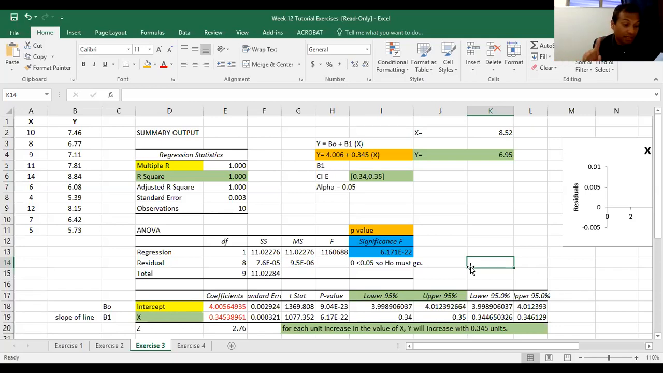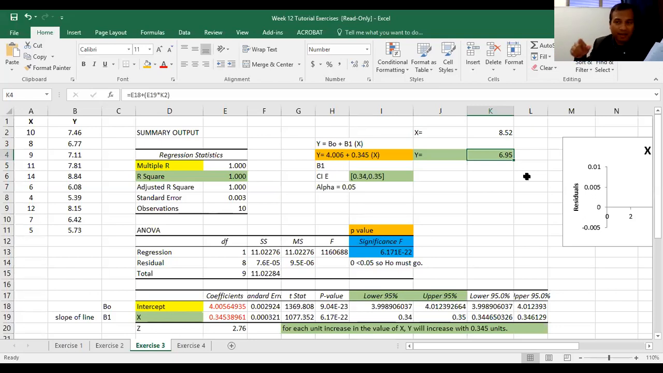So the question is, is this a valid prediction? Yes, this model is a valid prediction. This model is reliable because the significance F value is less than alpha, that is 0.05. So H naught must go. We found support for a reliable, valid relationship between X and Y. So we can say the 6.95 is a valid conclusion, or X is a valid predictor for Y. So you have to build on those lines.